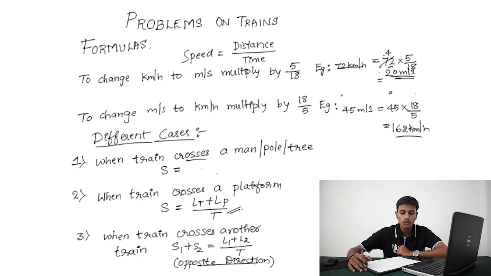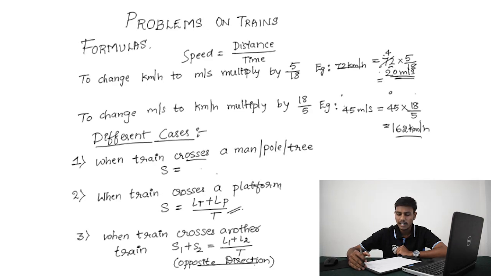In solving train problems, we have some major cases, depending on the objects. For example, first case, when a train crosses a man or a pole or a tree, the formula is speed is equal to length of the train divided by time taken. In the second case, when a train crosses a platform that has a length, the speed is equal to length of the train plus length of the platform divided by time.